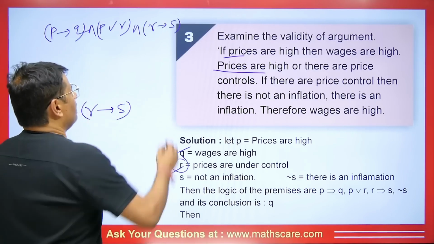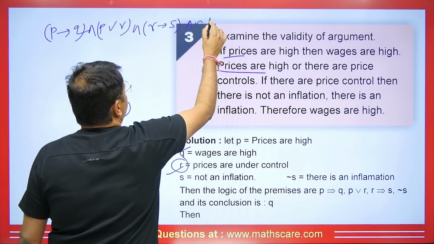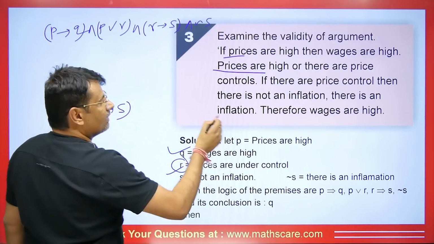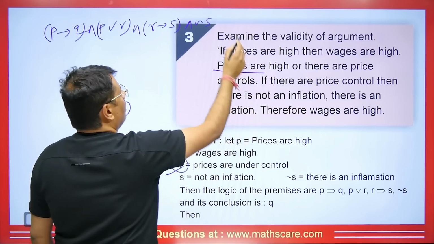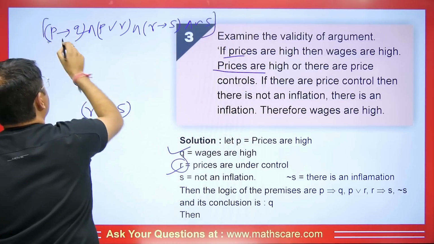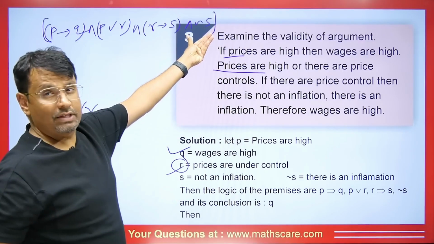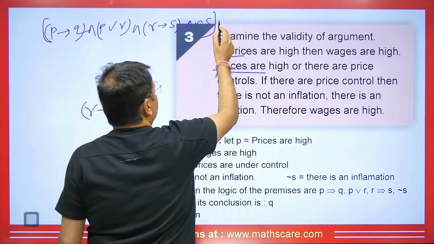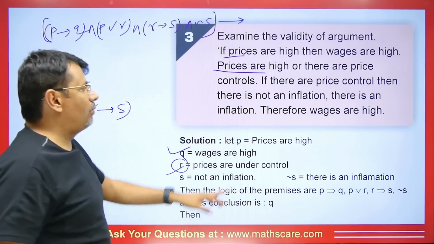So if we negate this, we get this as well, and the negation of S. Now what we have here, so therefore the wages are high. So what is the total that we have now? The total that we have now is this premise. And if we have this, then the conclusion that we have here is saying that the wages are high.